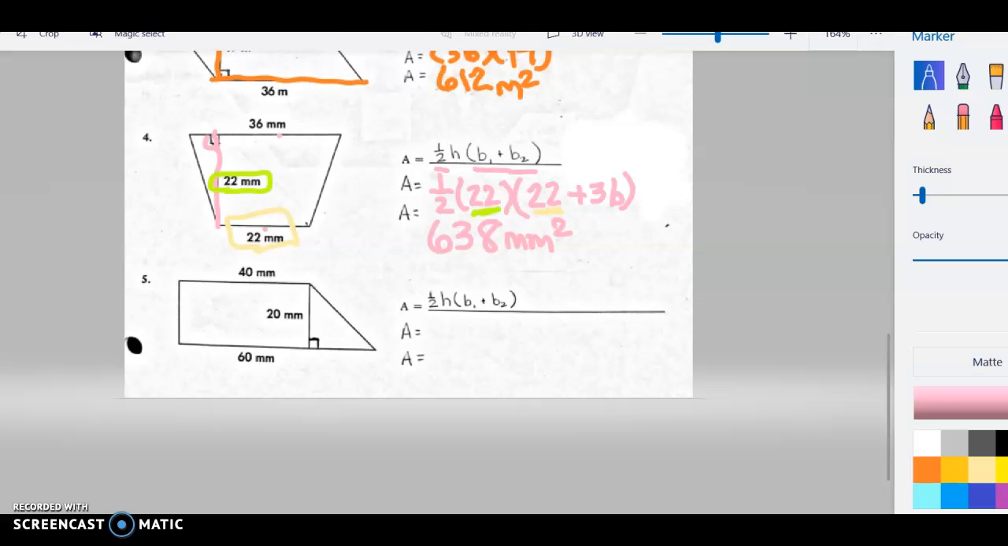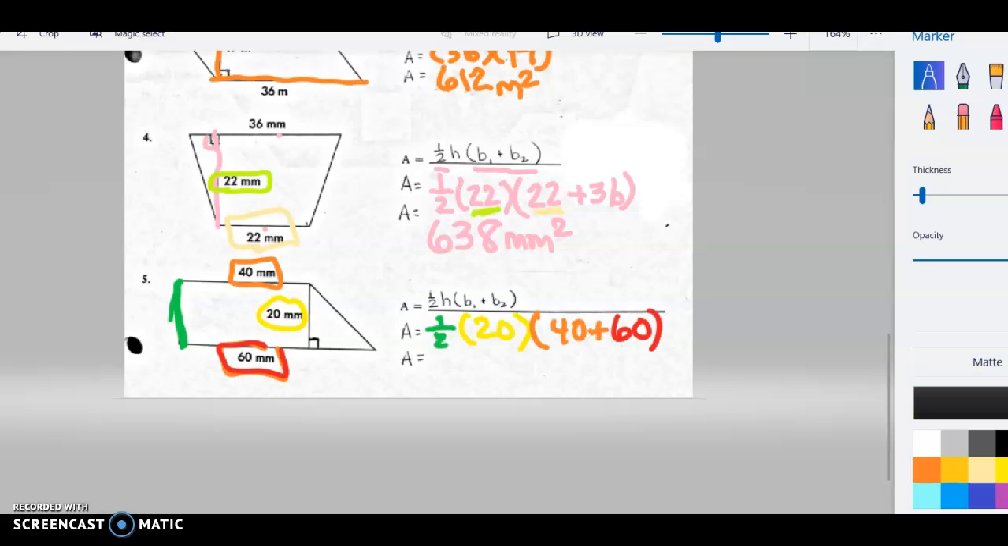Now this last trapezoid, number 5, is a little bit different than the one above because one of the sides is a right angle. It is actually perpendicular to the base, so that's the same as the height. But you use the same formula. So what I'm going to do now is you try it on your paper, and then I'll show the work and you see if you get the right answer. Okay?